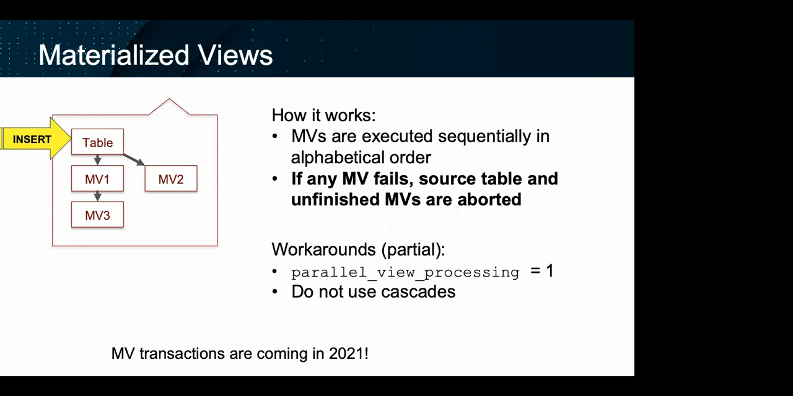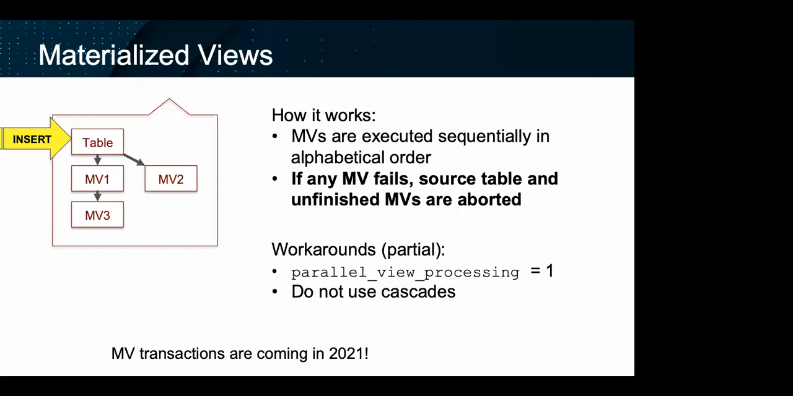So what can we do here? First, there are two partial workarounds that reduce the probability of failure but don't fix it 100%. First is the parallel view processing setting, which runs all views in parallel. So if anything fails, there is a bigger chance that no view has been written yet. Second recommendation is not to use cascades.